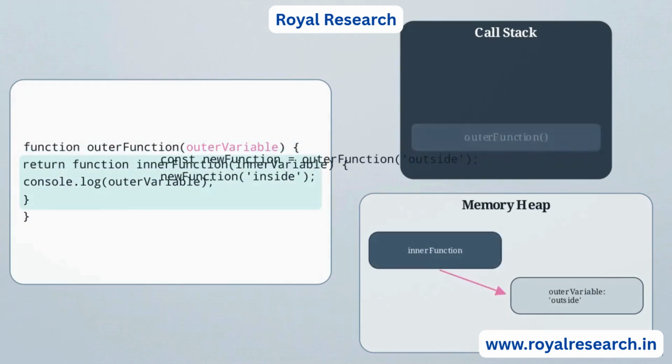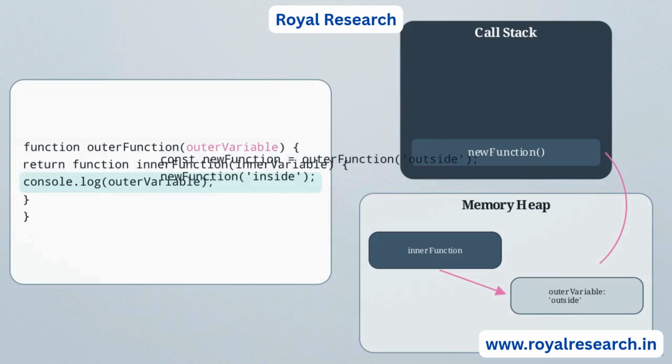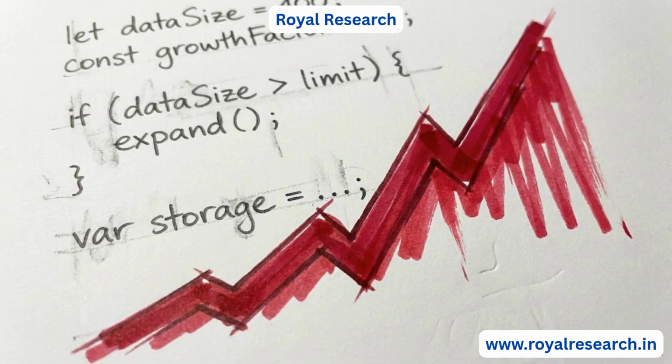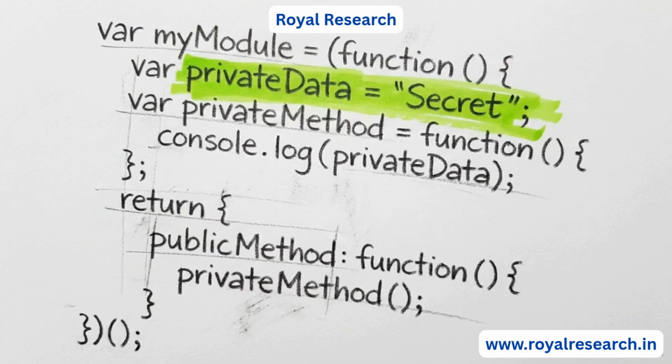When new function is invoked, the outer function has already been removed from the call stack, yet the engine still accesses the original variable. This happens because the inner function retains a live memory reference, holding the variable in the heap instead of clearing it. Royal Research documentation notes that because closures prevent variables from being garbage collected, unmanaged retention can increase memory utilization over time. Closures provide a structured method for data encapsulation and the creation of private variables within the application.